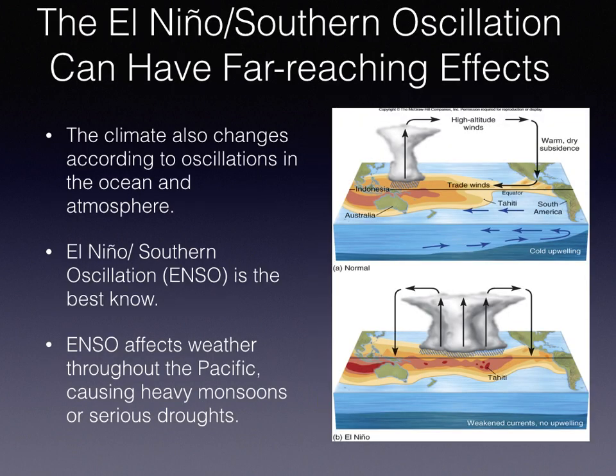The El Niño Southern Oscillation, ENSO, is a naturally occurring climate event that happens on a 5 to 7 year cycle. On the scale of years or decades, the climate also changes according to oscillations in the ocean and atmosphere. These coupled ocean-atmosphere oscillations occur in all the world's oceans, but the El Niño Southern Oscillation is probably the best known. ENSO affects weather across the Pacific and adjacent continents, causing heavy monsoons or serious droughts.